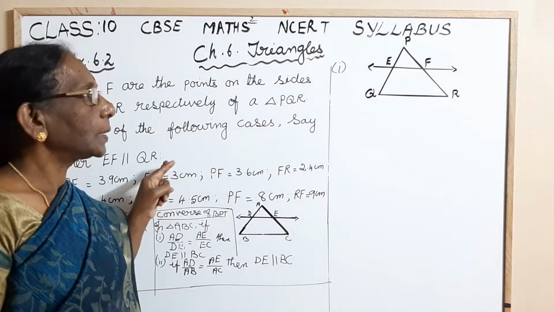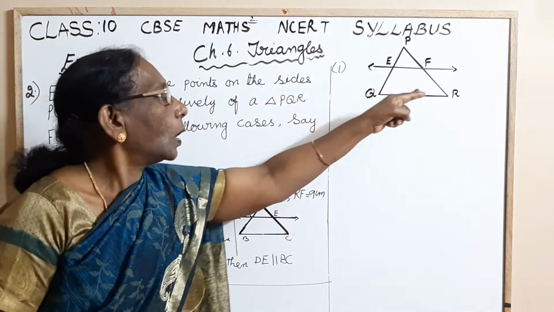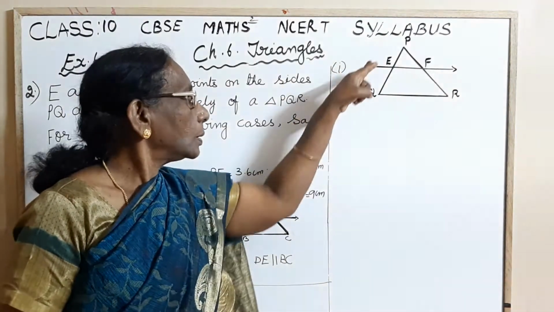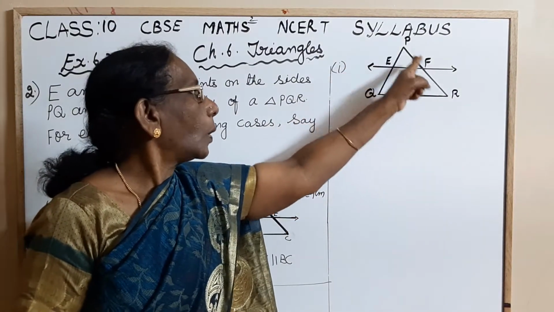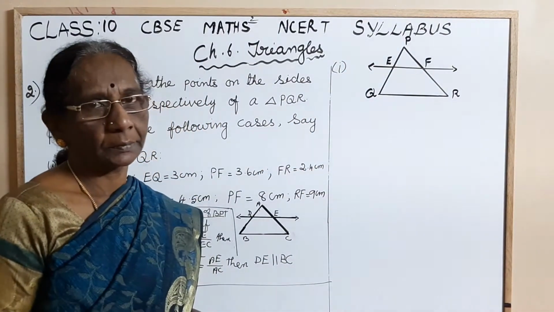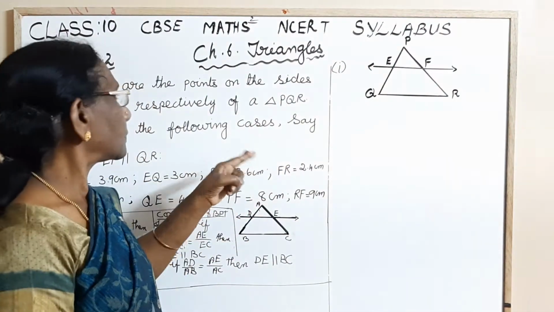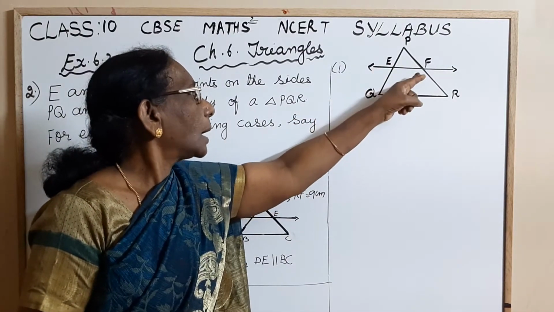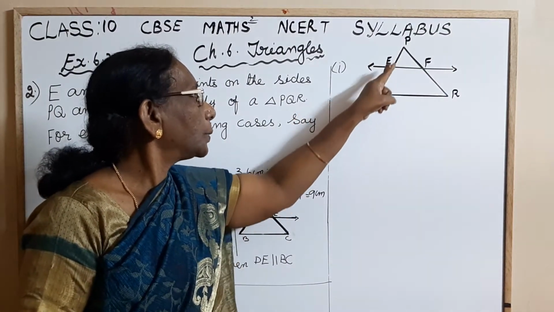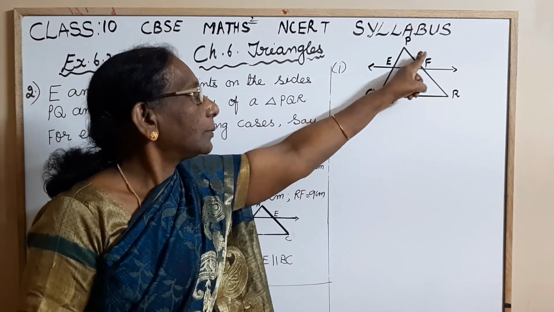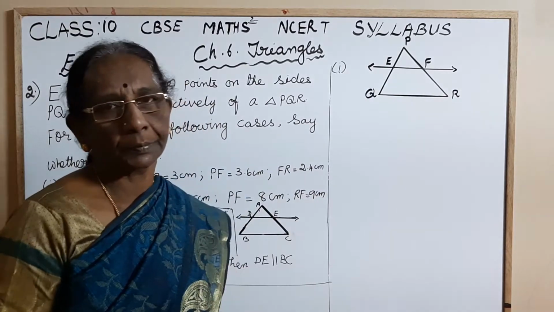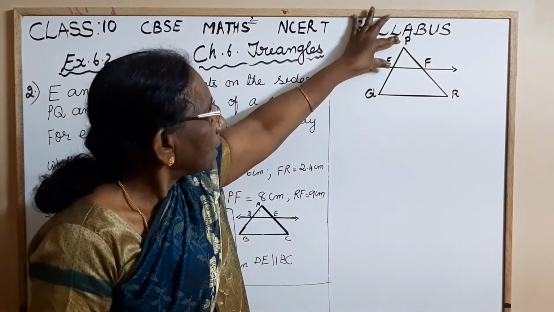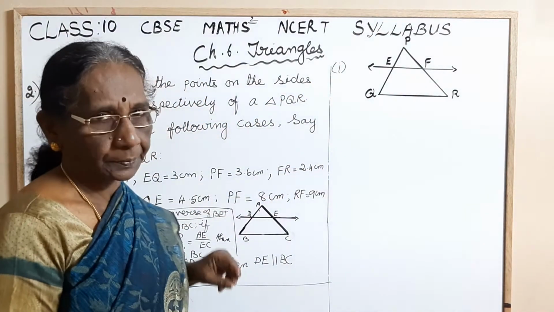So what is given, children? We are given a triangle PQR and 2 points are marked on the side PQ and on the other side PR. And the measures are the 2 parts. So when you are marking the point on the sides, this point divides PQ into 2 parts and the point F also divides this into 2 parts. And the measures of the side, each part is given in the first question.